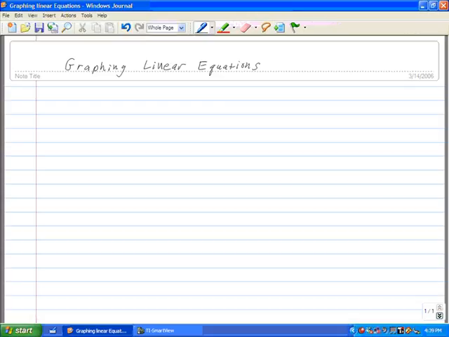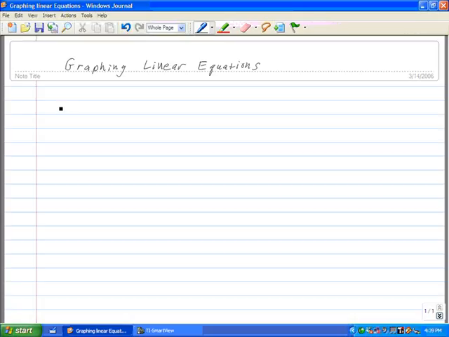Look at several different ways to graph linear equations. There are some ways that are easier than others, some that are more sophisticated than others. So let's just start looking at the different techniques and go from the easiest to the more sophisticated type of technique. We need an equation to work with.